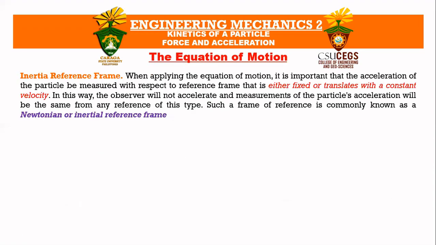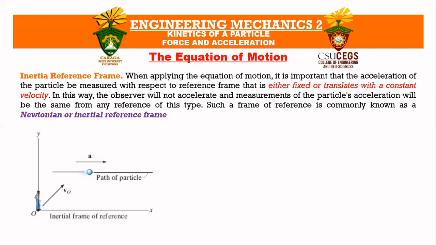For the equation of motion, we have the inertial reference frame. When applying the equation of motion, it is important that the acceleration of the particle be measured with respect to a reference frame that is either fixed or translates with a constant velocity. In this way, the observer will not accelerate, and measurements of the particle's acceleration will be the same from any reference frame of this type. Such a frame of reference is commonly known as a Newtonian or inertial reference frame.